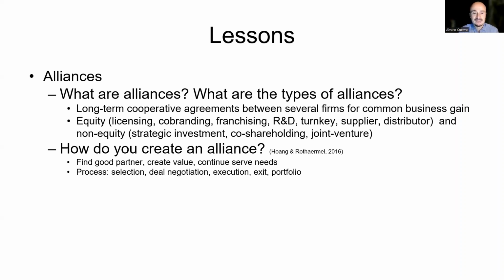And then the story of an alliance: finding the good partners, making sure that things work well, and a process. Understand the process, make it strategic, select the partner, negotiate, execute, and in some cases decide to exit, and then how that is going to affect the portfolio.